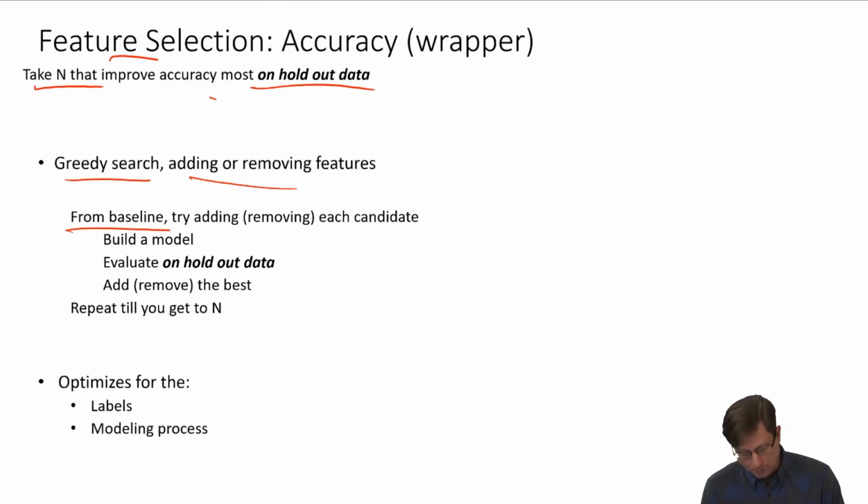And I'll give a little example of that and some of the reasons that this type of wrapper method could be superior to the other two feature selection processes that we talked about just recently. So anyway, from a baseline, you try adding or removing each candidate. You build a model on that 80% of the data, and then you evaluate it on that 20% holdout.